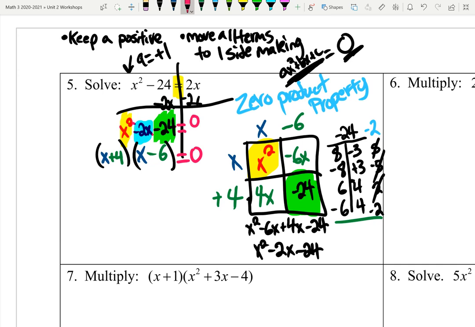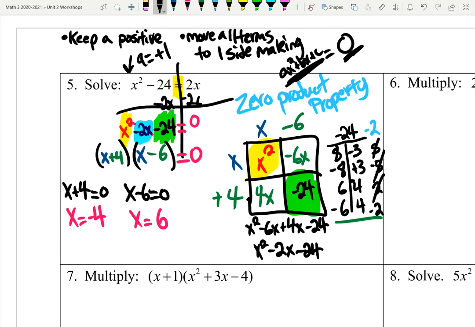Now, the zero product property lets me say x plus 4 is equal to 0 and x minus 6 equals 0. What is this going to be? Well, x is equal to negative 4. X is going to be equal to positive 6.